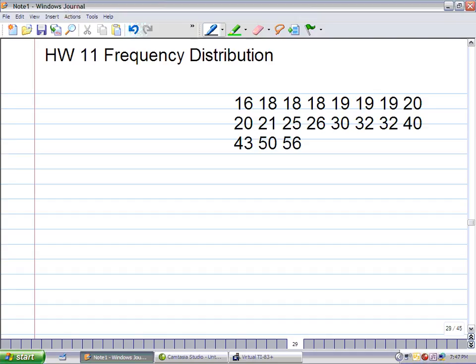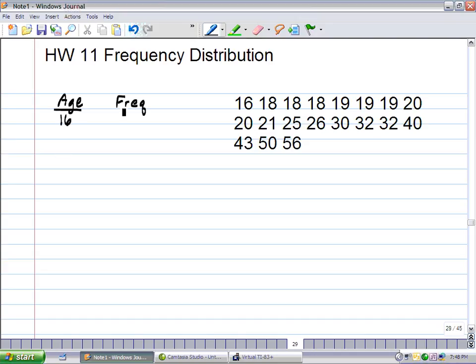And what we'd like to do is make a frequency table. So I'm going to have the age, and here I'm going to have the frequency of that age. In other words, how many times does it occur?